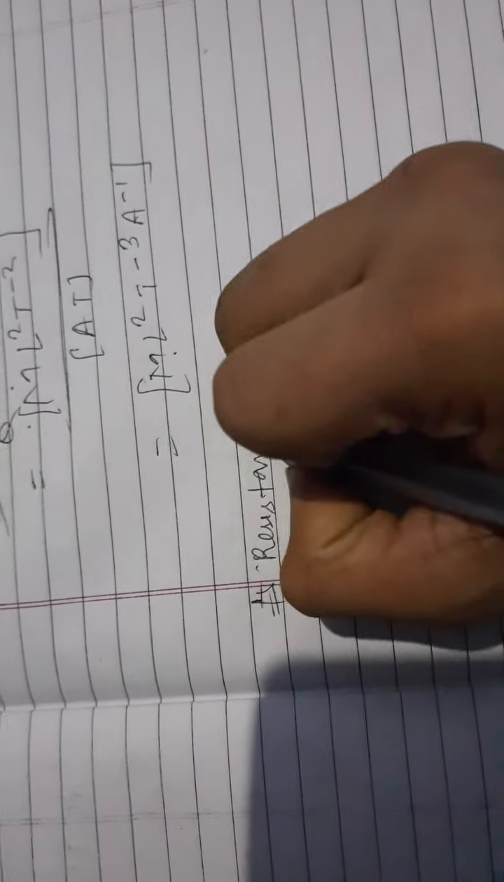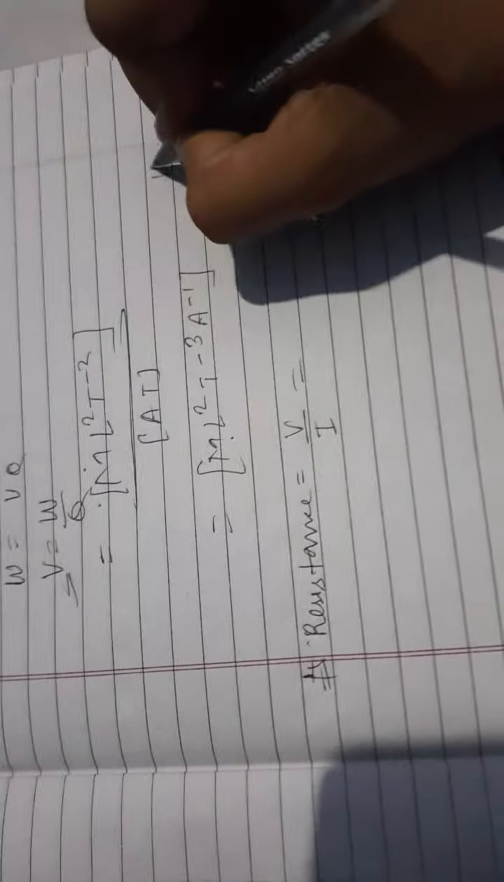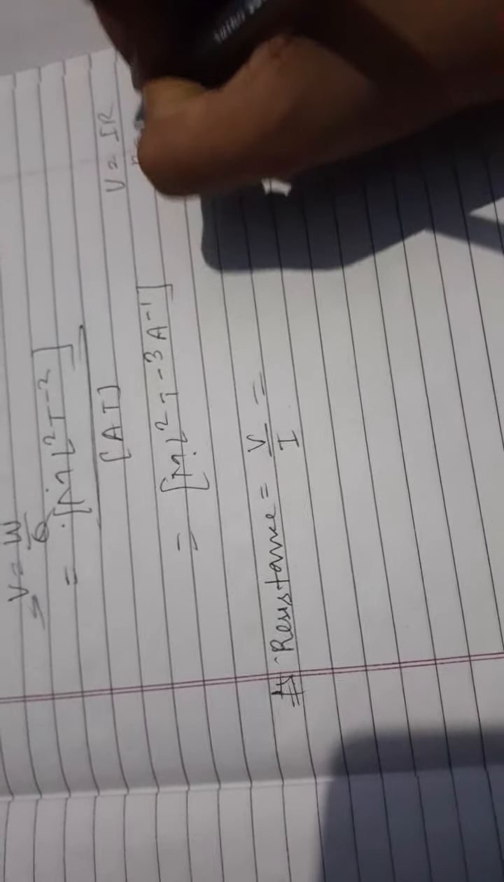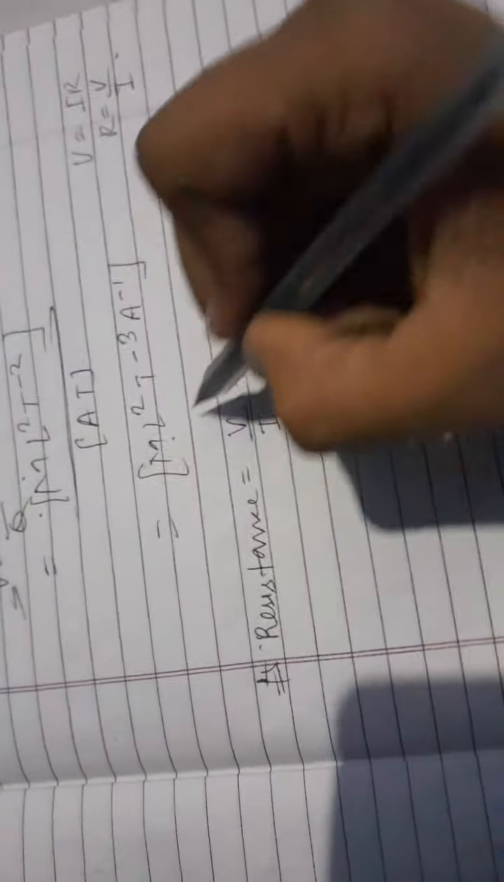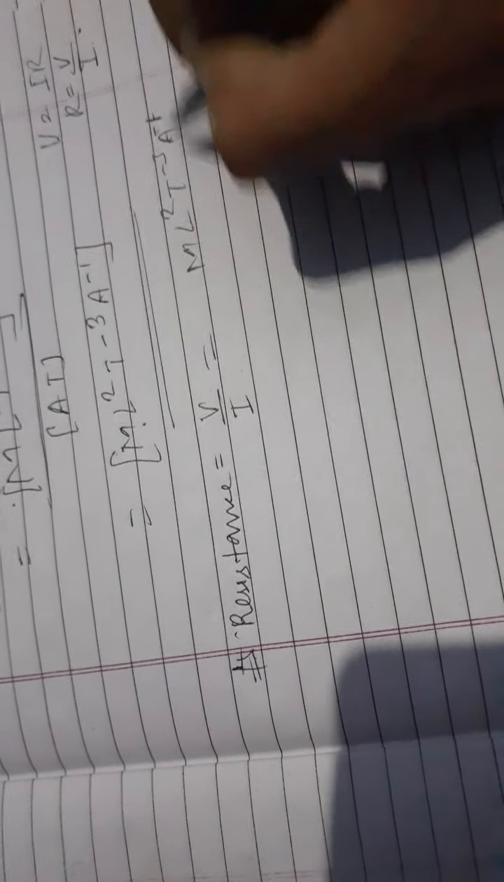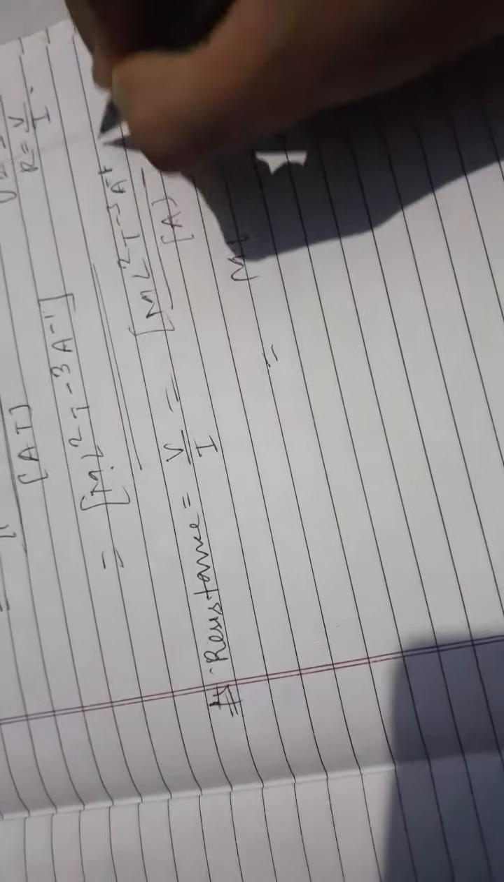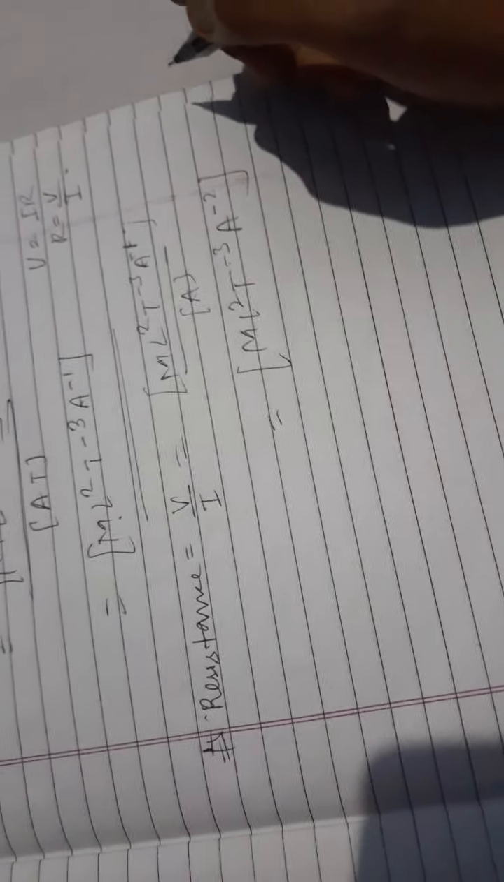Then after that, resistance equals V by I, that is from the formula V equals IR, we can conclude that R equals V by I. So the potential difference is given here, ML^2T^-3A^-1, divided by I, which is A. So ML^2T^-3A^-2, the sign was forgotten, that is ML^2T^-3A^-2 is the dimension of resistance.